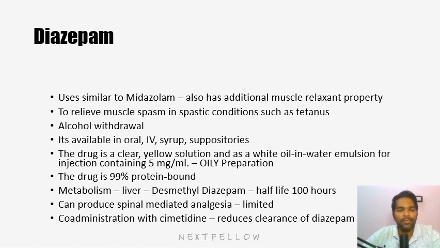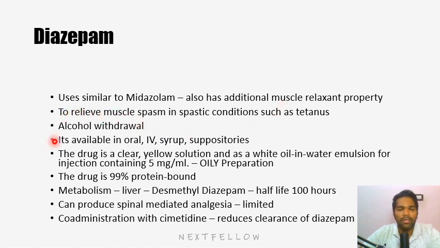Now coming on to diazepam. So uses are almost similar to midazolam, and it also has an additional property of muscle relaxation. This is very important. Diazepam has muscle relaxant property. This is an MCQ question. It is used to relieve muscle spasm in spastic conditions like tetanus. So in tetanus, we know that one of the most important effects is spasticity. Once the patient has recovered from tetanus, they will still have some spasticity. So to relieve those, we can give a central muscle relaxant like diazepam, which causes sedation, anxiolysis, as well as muscle relaxation.